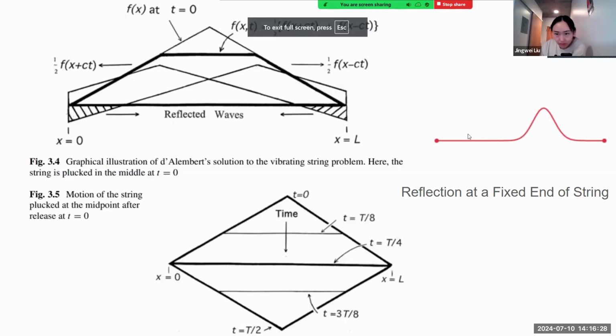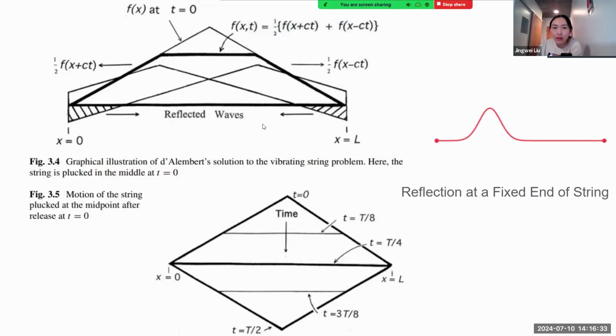so we know from D'Alembert's formula, this is the initial condition. But what about the boundary condition? So here, if you have a string with fixed ends, okay, so the left and the right, these are the two fixed ends, which means they won't move. So this actually provides a boundary condition for the string movement.